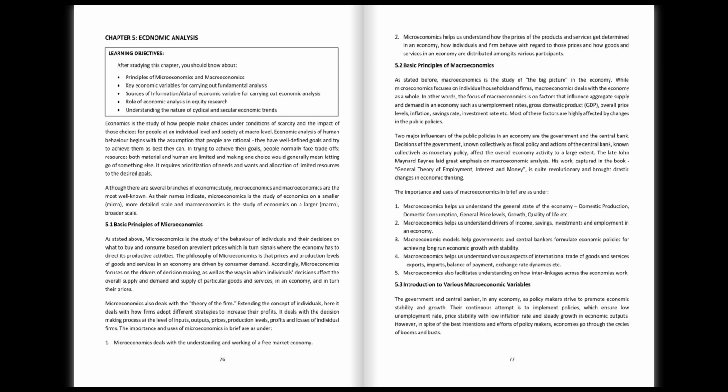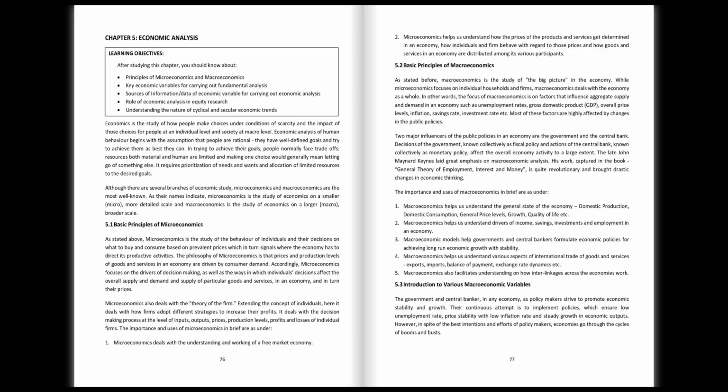Most of these factors are highly affected by changes in the public policies. Two major influencers of the public policies in an economy are the government and the central bank. Decisions of the government, known collectively as fiscal policy, and actions of the central bank, known collectively as monetary policy, affect the overall economic activity to a large extent. The late John Maynard Keynes laid great emphasis on macroeconomic analysis. His work, captured in the book General Theory of Employment, Interest and Money, is quite revolutionary and brought drastic changes in economic thinking. The importance and uses of macroeconomics in brief are as under.